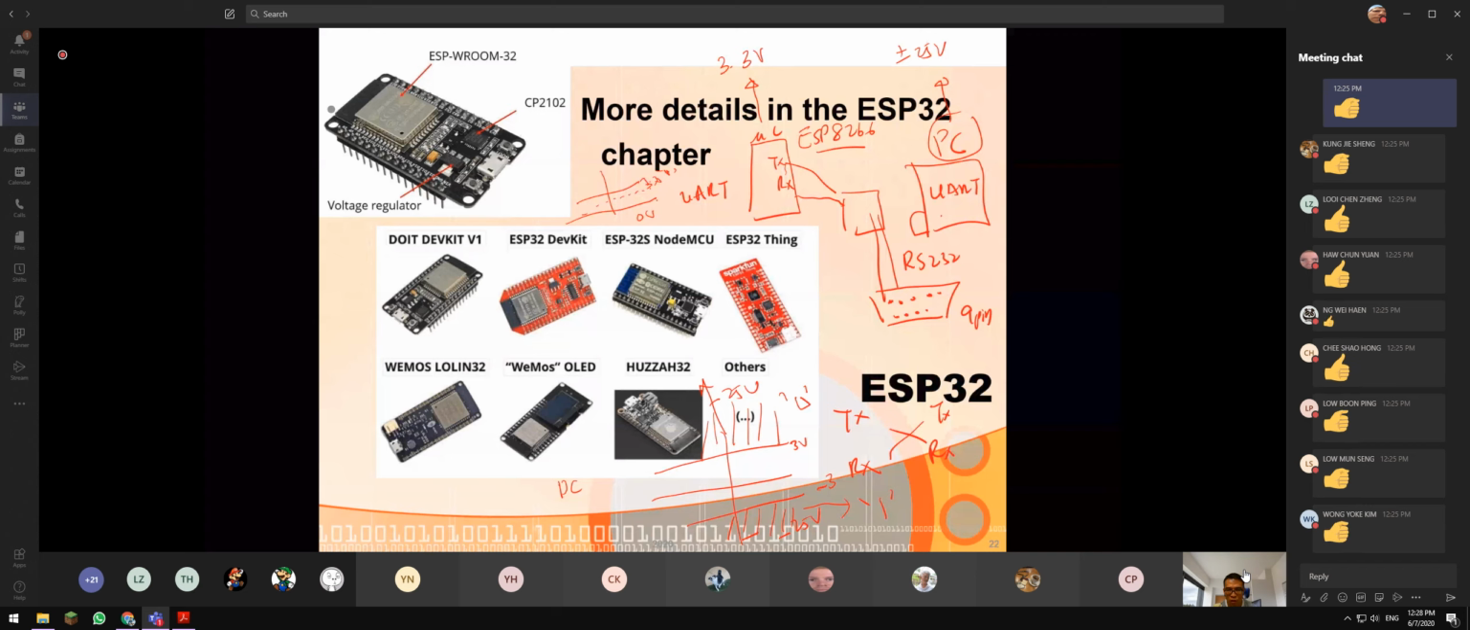Therefore, you need a middleman. The middleman is called an FTDI, to do all the conversion for you. I hope that you understand. But thanks to the ESP32, it comes with the CP2102. This CP2102 already does all the jobs for you. You no need to worry what is going on. Moreover, this ESP32 has a built-in voltage regulator as well.